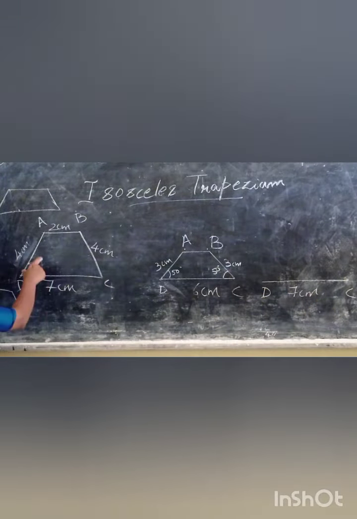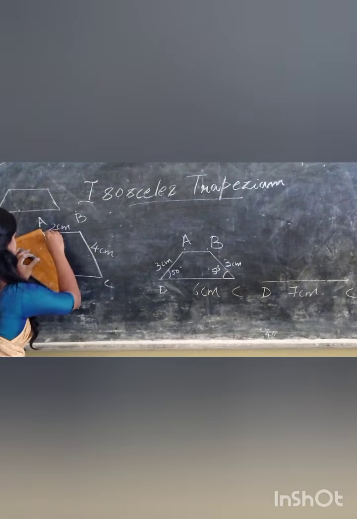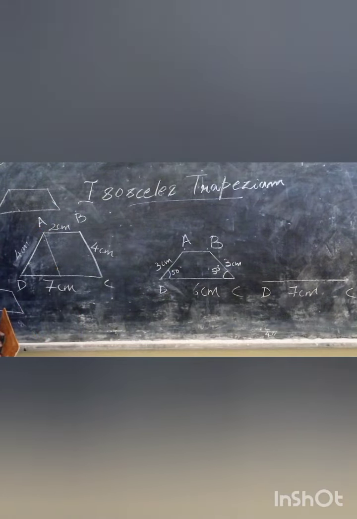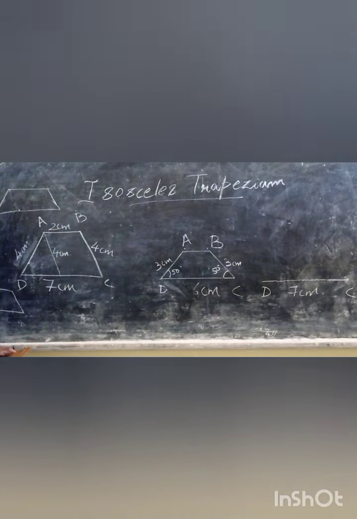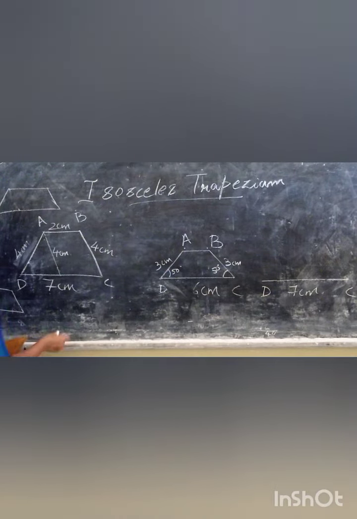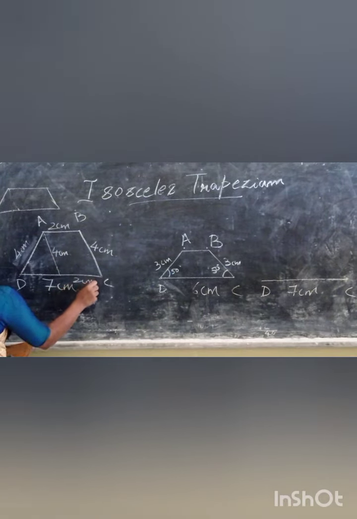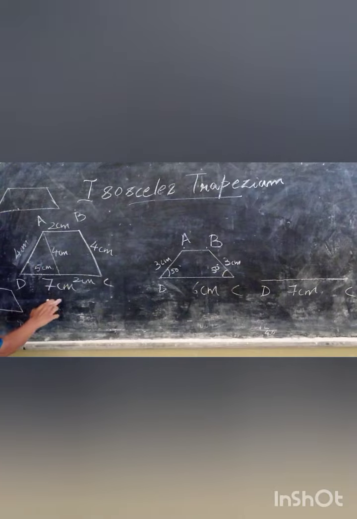Now we know that this side is 4 centimeters. If I draw a line like this, it also will be 4 centimeters. Now, if this is 2 centimeters, this will also be 2 centimeters, and this will be 5 centimeters. This one should be 5 centimeters, and this is 2 centimeters. In total, we have it as 7 centimeters.